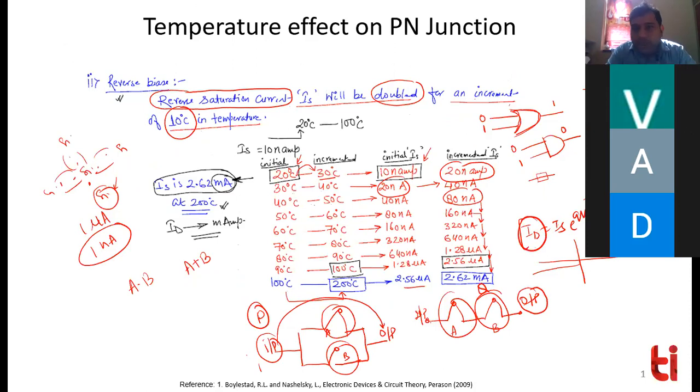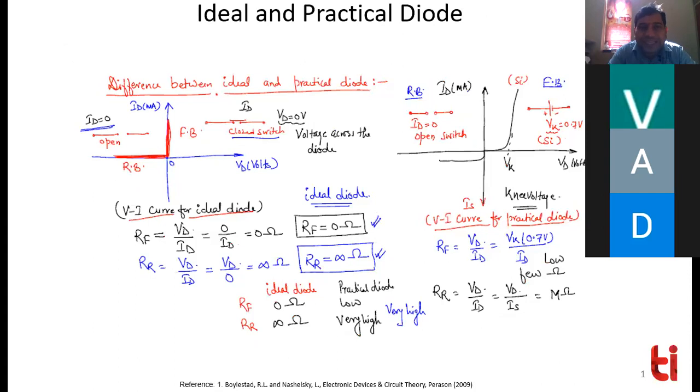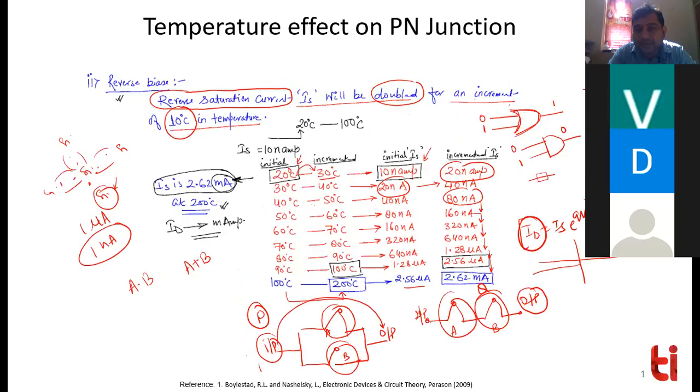Okay. Now, the next thing is difference between ideal and... Sir, once can you re-explain the forward bias case?